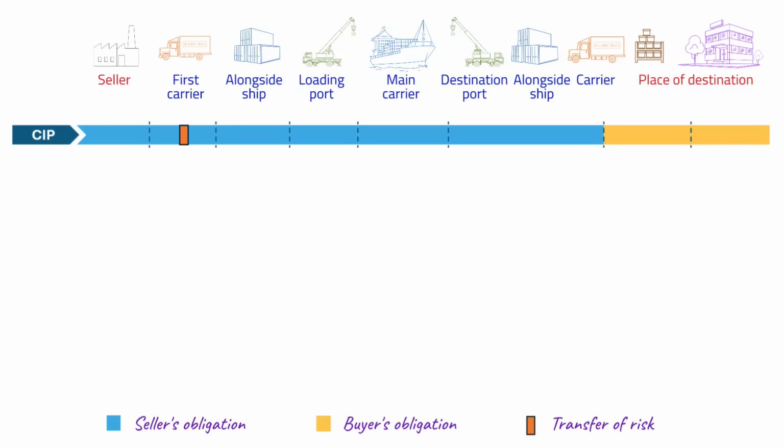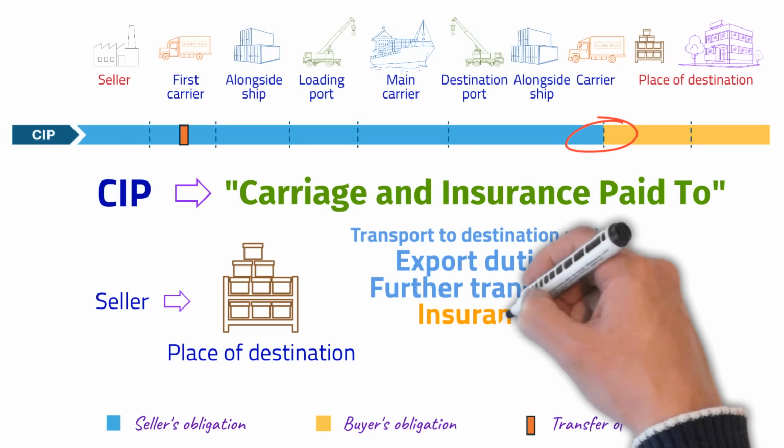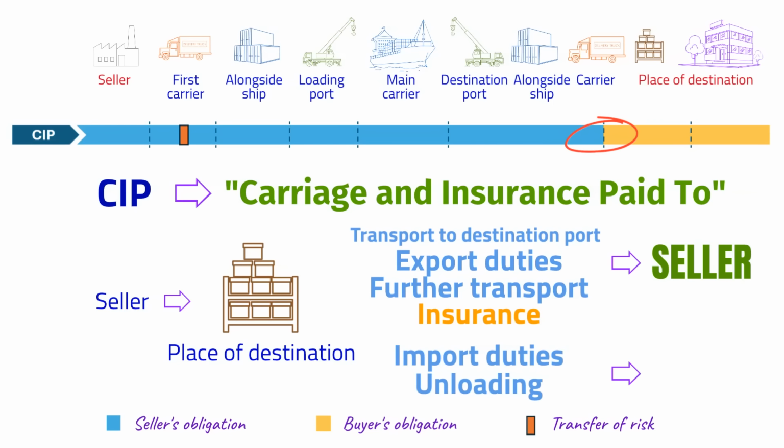And next one, CIP or carriage and insurance paid to. Again, similar to CPT, but the insurance is paid by the seller for the buyer's benefit. The risk transfers to the buyer at the first carrier.